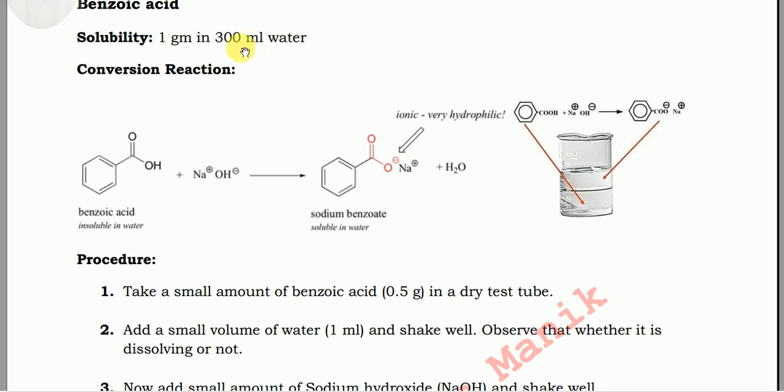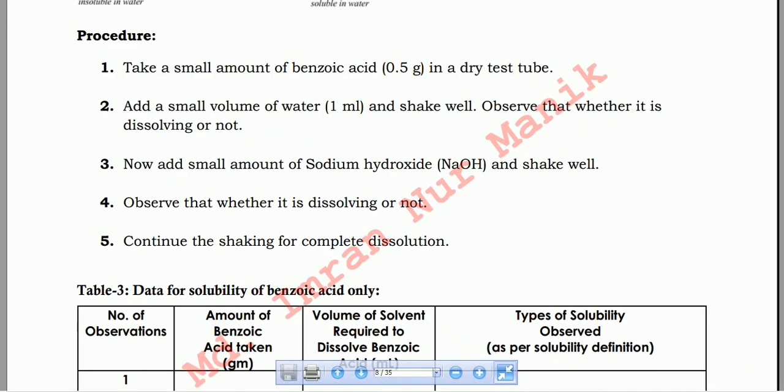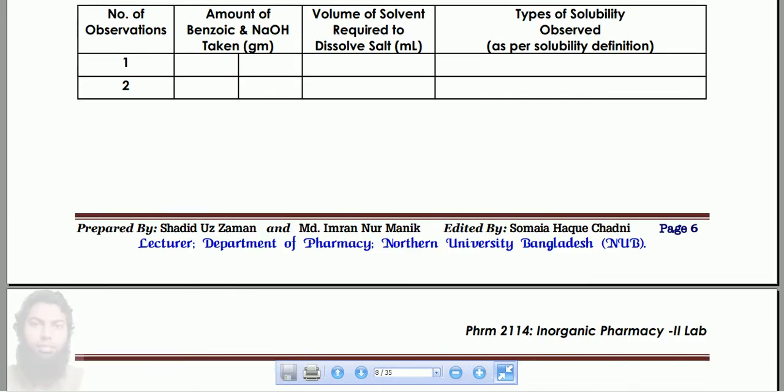That is why we have to increase the solubility of benzoic acid, and to do so we are going to react benzoic acid with sodium hydroxide. It will produce sodium benzoate. This sodium benzoate is a salt and it is very soluble in water. That is why it will require less water and less time to dissolve, and will produce its pharmacological action within a very short period of time.